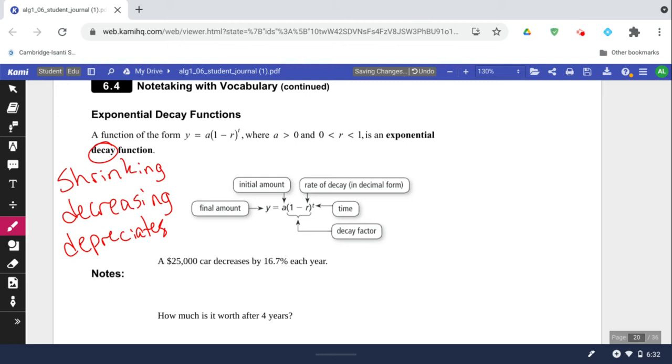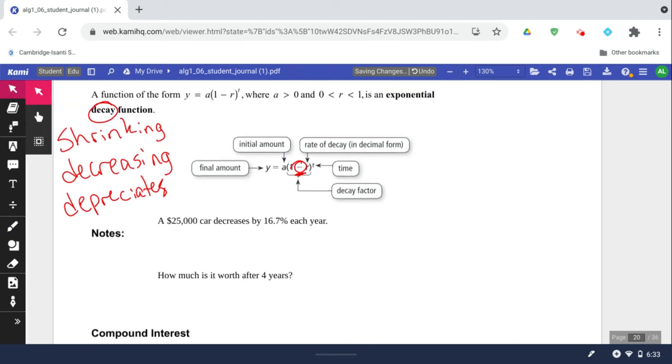Those should all set off an alarm bell saying, oh, I need to subtract for this one. I'm not going to add. That's probably one of the biggest ways that people mess up on these problems. They plug everything else in correctly, they do all the other math right, but they forget that they should subtract the rate instead of add the rate. So just be very careful with that.